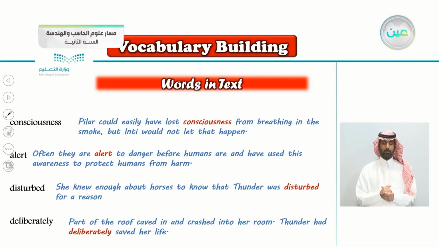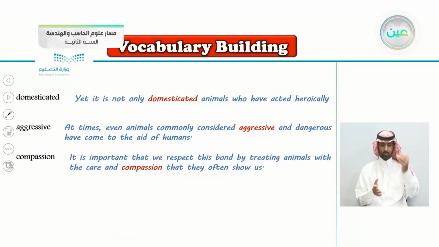Consciousness: Pillar could easily have lost consciousness from breathing in the smoke. Often they are alert to danger. The word alert here: often they are alert to danger before humans. And the word disturbed: she knew enough about horses to know that Thunder was disturbed for a reason. Deliberately: part of the roof caved in and crashed into her room. Thunder had deliberately saved her life. And here, domesticated: yet it is not only domesticated animals who have acted heroically. Aggressive, I think you know the meaning of this word: at times, even animals commonly considered aggressive and dangerous have come to the aid of humans. Compassion: it is important that we respect this bond by treating animals with the care and compassion that they often show us. So these are the words in the text we'll be learning next lesson.